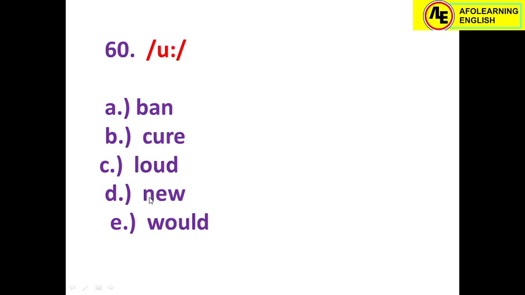And the final question, we have long U. The correct answer is knee. Wood, option E, is the short U. We're looking for the long U. So the correct answer is option D, which is new. So we've come to the end of all the 60 questions from the NECO Test of Oral 2021.